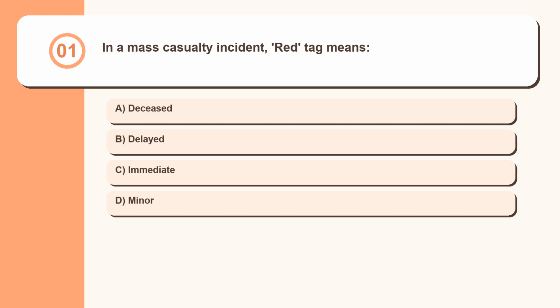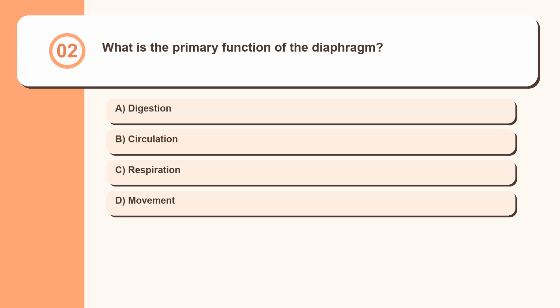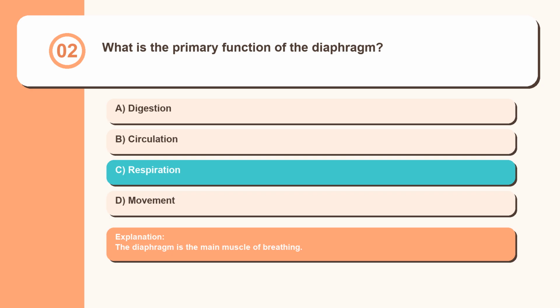Question 1. In a mass casualty incident, red tag means: deceased, delayed, immediate, minor. Red is for life-threatening but treatable injuries. Question 2. What is the primary function of the diaphragm? Digestion, circulation, respiration, movement. The diaphragm is the main muscle of breathing.